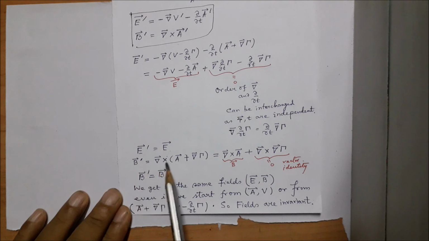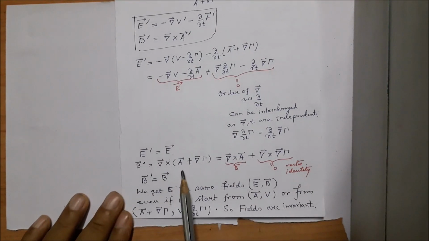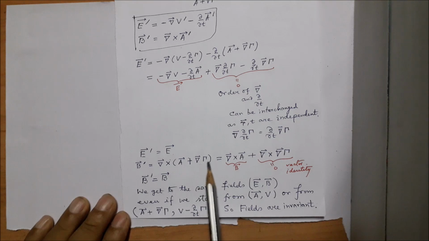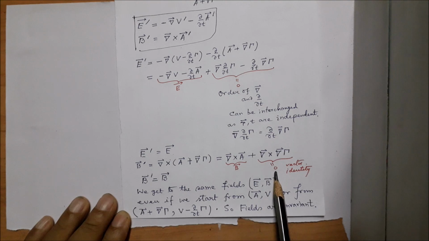And this part is easier. Vector B prime is curl of, in this case, A prime, and A prime is actually this one. So we have A plus grad of gamma coming in, and this gives us curl of A, which is actually B, and we have curl grad gamma, which is 0. Curl grad is 0. Therefore we end up with the same B. So we get the same fields E and B even if we start with two different sets of potentials. This means fields are invariant.